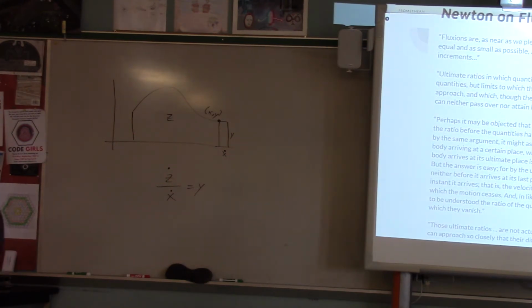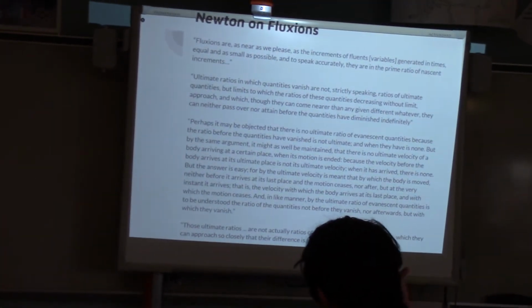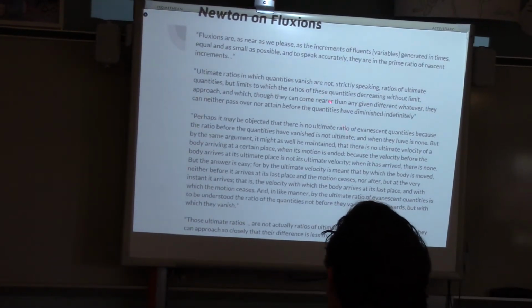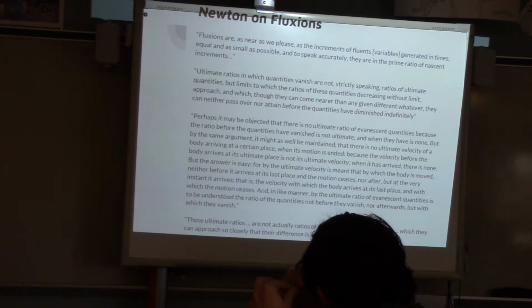What are ultimate ratios? Now you talk about derivatives, right? These ultimate ratios in which quantities vanish are not, strictly speaking, ratios of ultimate quantities, but limits to which the ratios of these quantities, decreasing without limit, approach, and which, though they can come nearer than any given difference, they can neither pass over nor attain before the quantities have diminished indefinitely. What is he talking about? Does anyone know? Is it the definition of a derivative? Yeah, these are just derivatives, right?